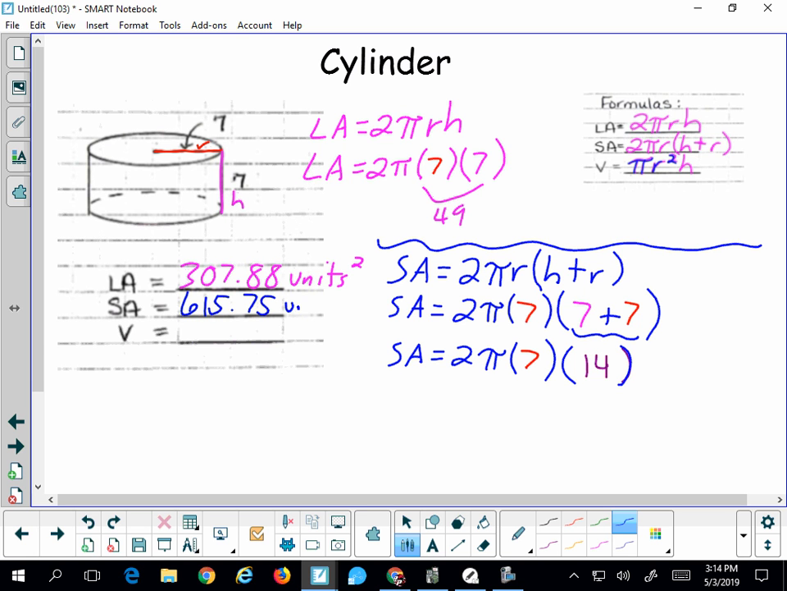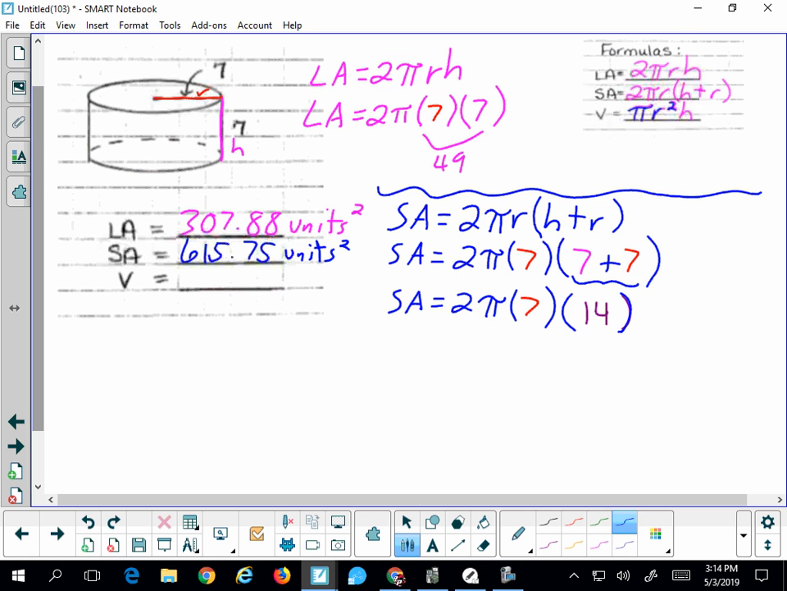And again, it's an area, so it's units squared. Your surface area should always be greater than your lateral area. Your surface area involves the side plus the top and the bottom circles. Okay? So if you get your surface area less than your lateral area, go back and check your math, check your calculations. Something went awry. All right, so we'll move this down a little bit, so I have a little bit of room to do my volume.